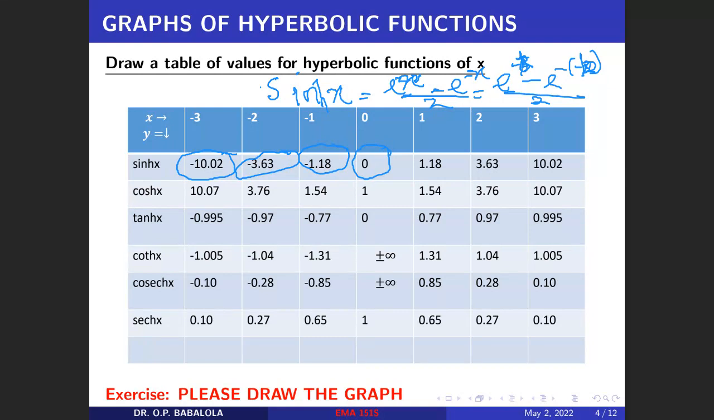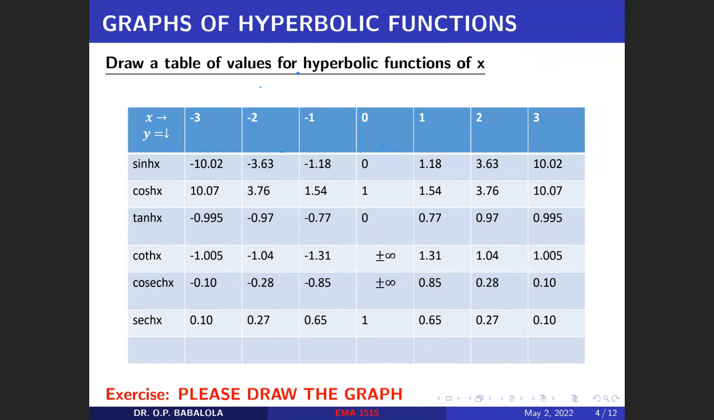Let me erase all of this. You see, we have got values from the range of minus 3 to 3, right? And if you look at the values for sinh, the values go to the negative and go to the positive side. So easily we can sketch a graph.